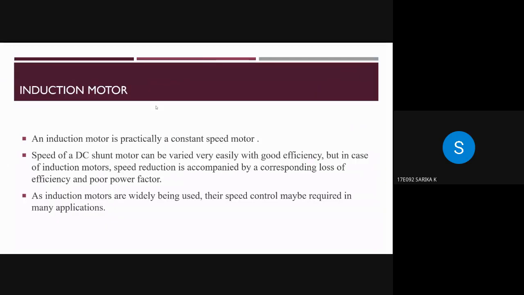Induction motor. An induction motor is a practical constant speed motor. Speed of a DC shunt motor can be varied very easily with good efficiency, but in case of induction motors, speed reduction is accompanied by a corresponding loss of efficiency and poor power factor. Induction motors are widely being used. Their speed control may be required in many applications.